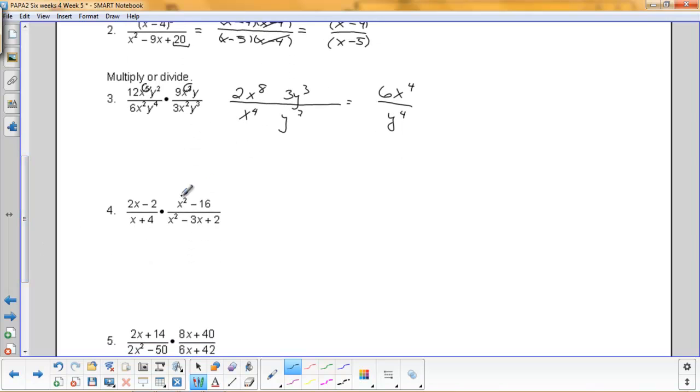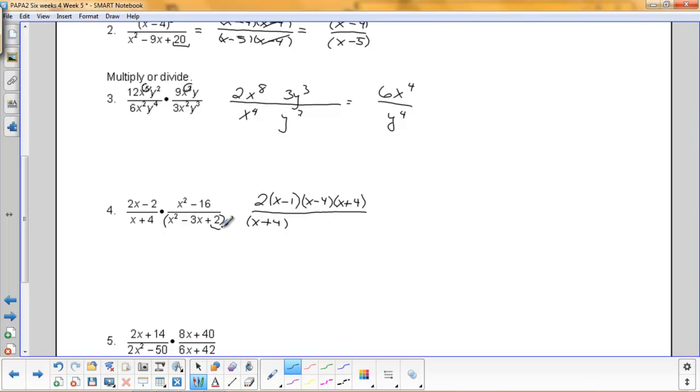Number 4. Notice now I have a whole bunch of binomials and a trinomial. So what I'm going to do is simplify them as best as I can. This one has a GCF, this is the difference of squares, and that is a trinomial which is factorable. So I'll first rewrite this one as 2 times x minus 1. I'll rewrite this one as x minus 4, x plus 4. I'll rewrite that one because it cannot be simplified.